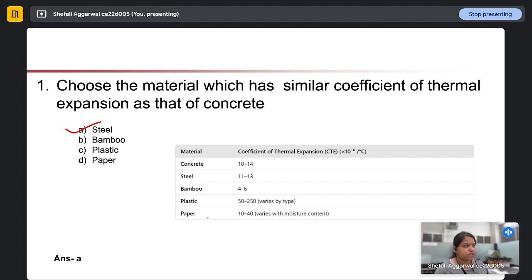If we see the different coefficients of thermal expansion, our concrete lies in the range of 10 to 14 times 10 to the minus 6 per degree Celsius. Steel is almost similar at 11 to 13, bamboo has a value of 4 to 6, plastic has a very high thermal expansion of 50 to 250, and paper has 10 to 40. Okay, so the answer is D.